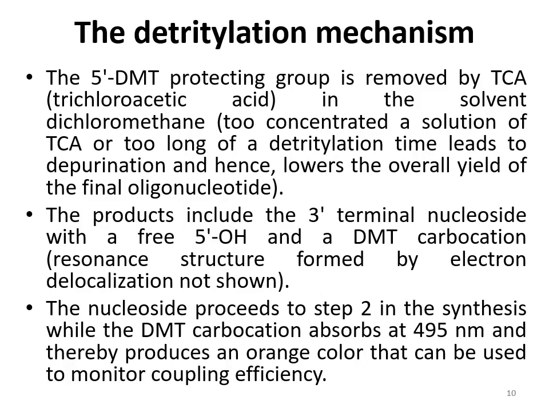This is the detail about the previous reaction. The 5' DMT protecting group is removed by TCA, trichloroacetic acid, in the solvent dichloromethane. Too concentrated a solution of TCA can lead to depurination and hence lower the overall yield of the final oligonucleotides. So if the solution of TCA is more concentrated, or the detritylation time is long, the overall yield of the final oligonucleotides will be lower.